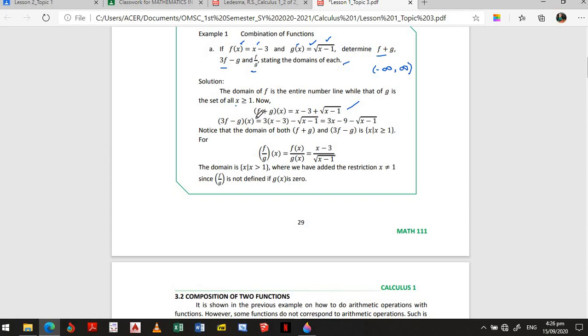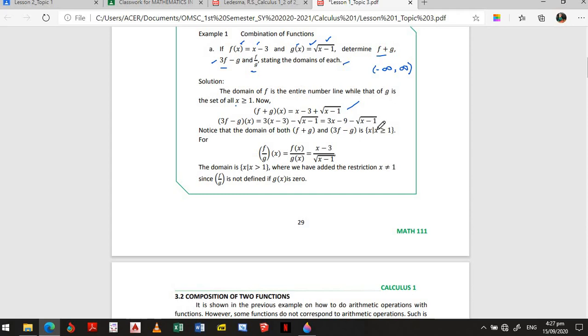Okay? So now let's proceed here in our number 2, that is 3f minus g of x. 3 times the individual function f, 3 times f of x, here 3 times x minus 3, minus g of x, that is square root of x minus 1. So simplifying this one, 3 times x is equal to 3x. Then 3 times negative 3 is equal to negative 9, minus the square root of x minus 1.